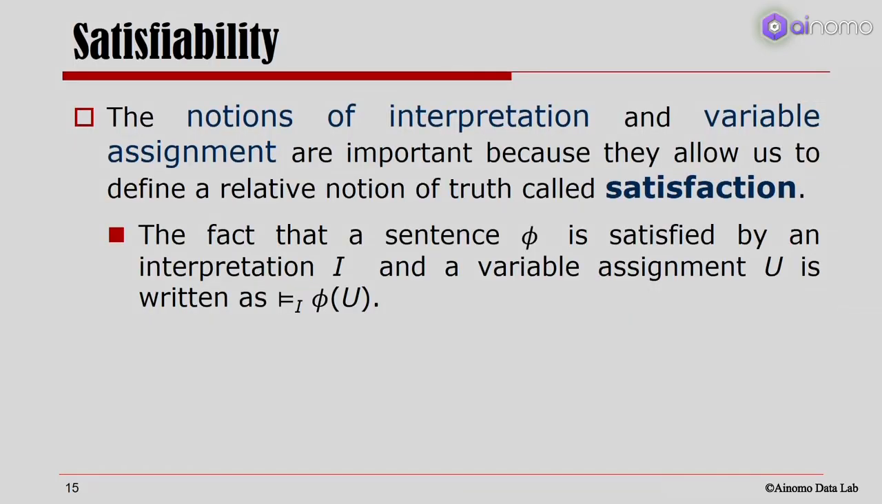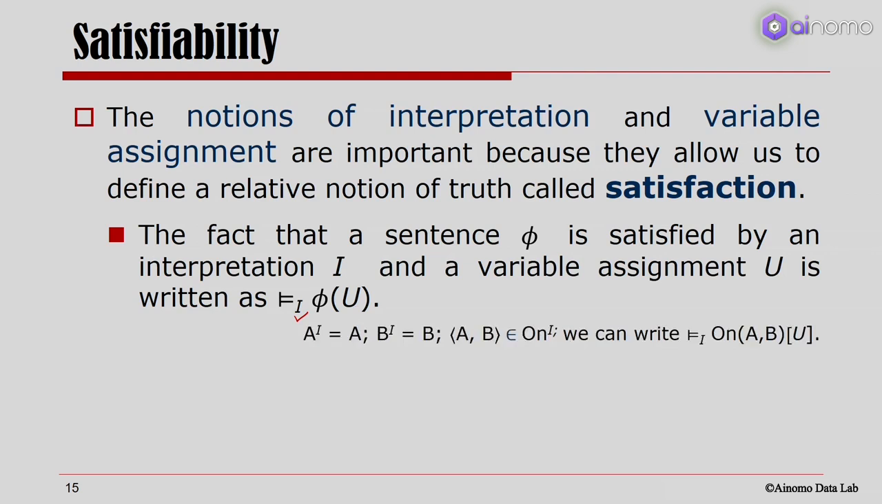The notions of interpretation and variable assignment are important because they allow us to define a relative notion of truth, which is called satisfaction. The fact that a sentence phi is satisfied by an interpretation I and a variable assignment u is written as: under interpretation I entails phi u. What this means is that the sentence phi is satisfied by an interpretation I when I have a variable assignment u. Let us look at the blocks world and see what we mean.